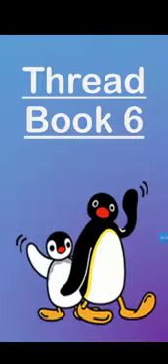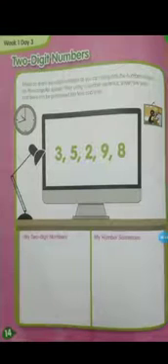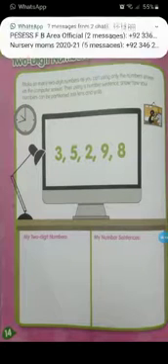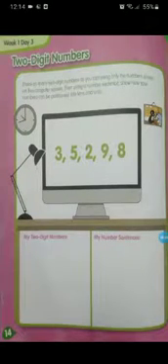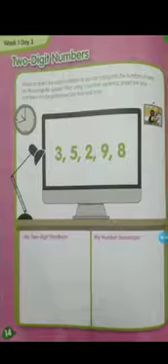Today we are going to do our work in thread book number 6. Students, kindly open page number 14. Two-digit numbers. Make as many two-digit numbers as you can using only the numbers shown on the computer screen. Then, using a number sentence, show how your numbers can be partitioned into tens and units.